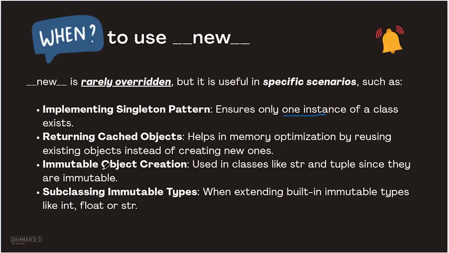Also, in immutable object creation, which is used in classes like string and tuple. Since they are immutable, you can create as many objects of them. Also, in subclassing immutable types, like built-in immutable types such as integer, float or string. As I said before, I personally have never used the __new__ constructor in Python. Maybe in other languages, of course I did. But anyway, it's your choice, and no harm in being aware of it.